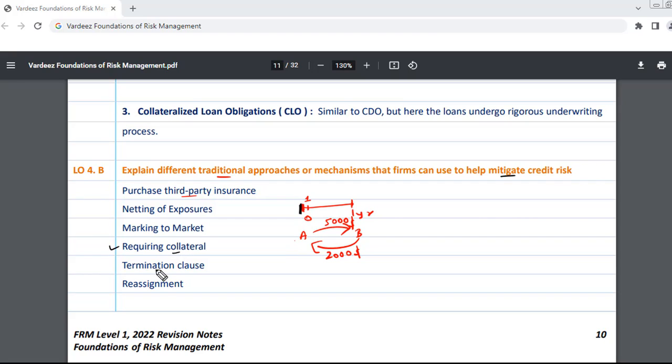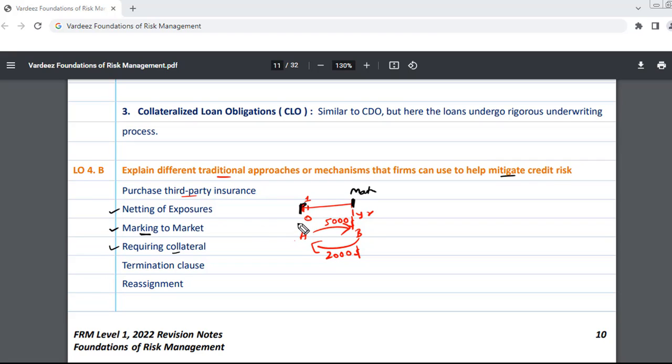So that's what we mean by requiring collateral. The second thing is marking to market. The next day, that is in day 1, this is the situation. For example, A has to give 5,000 and B has to give 2,000. So what we can do is settle. Rather than waiting to settle at the maturity, we can settle the very next day. That is referred to as marking to market. Settlement of the account the very next day is referred to as marking to market.